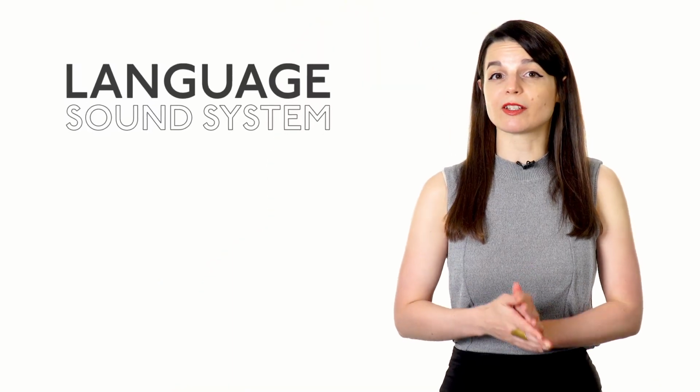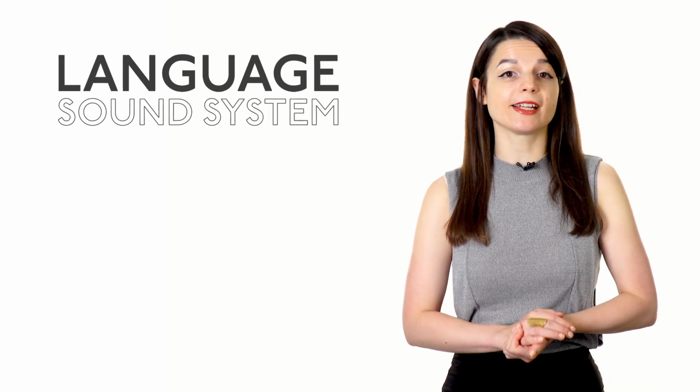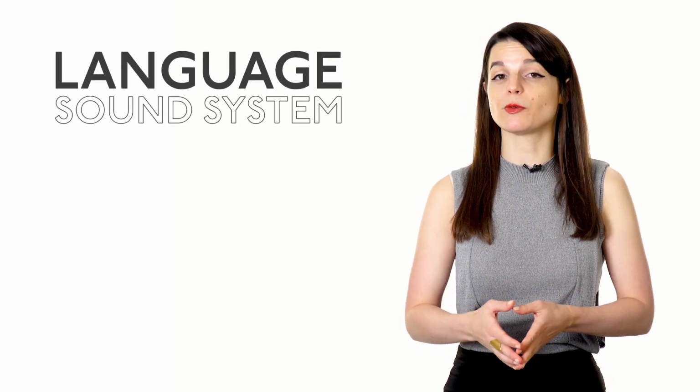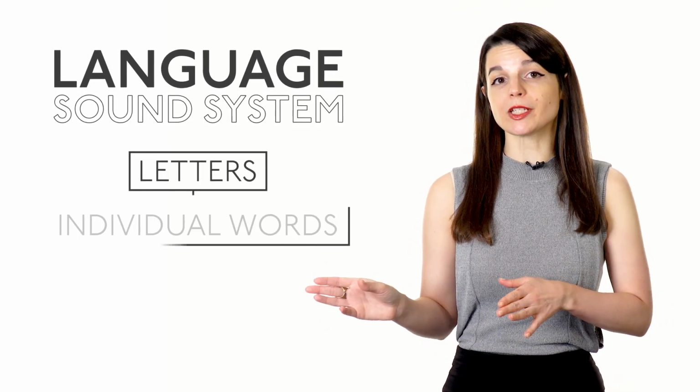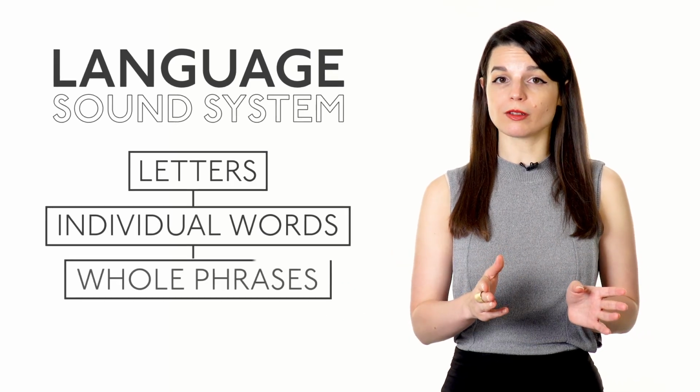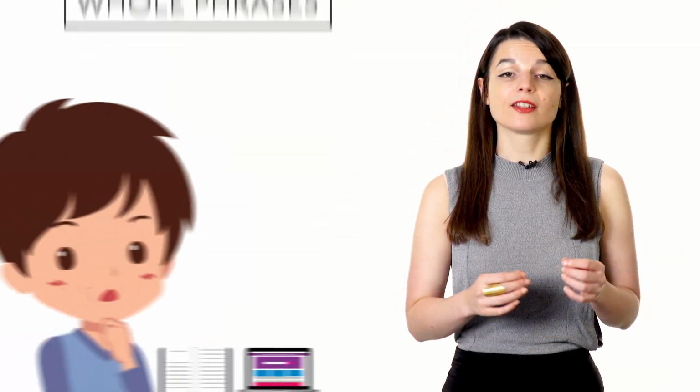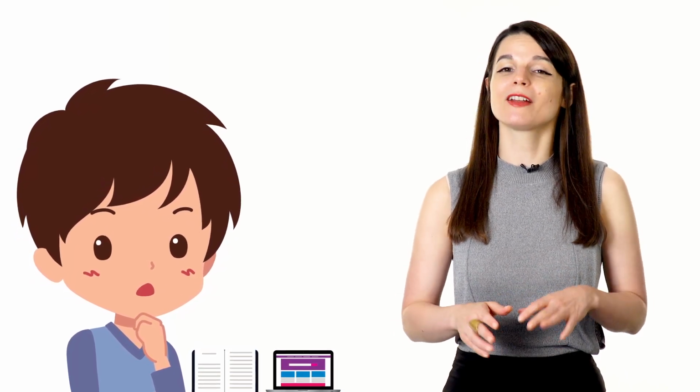If you're serious about developing your accent, then you'll want to dissect the language's sound system into its individual parts. First by letters, then individual words, followed by whole phrases. Start doing some mild research on the phonetics of your target language. You don't have to get too technical here. Just try to get an idea of some of the main differences between it and your native language.